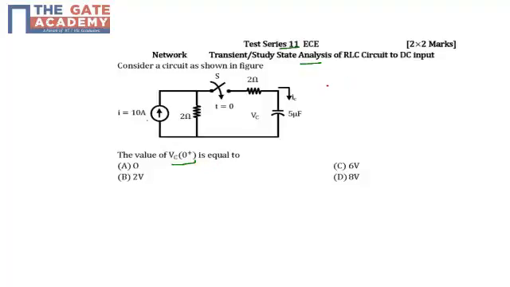So in the transient circuit, to get the values at t = 0+, first of all we observe the circuit at t = 0-. 0- is the time before the switch has been closed.